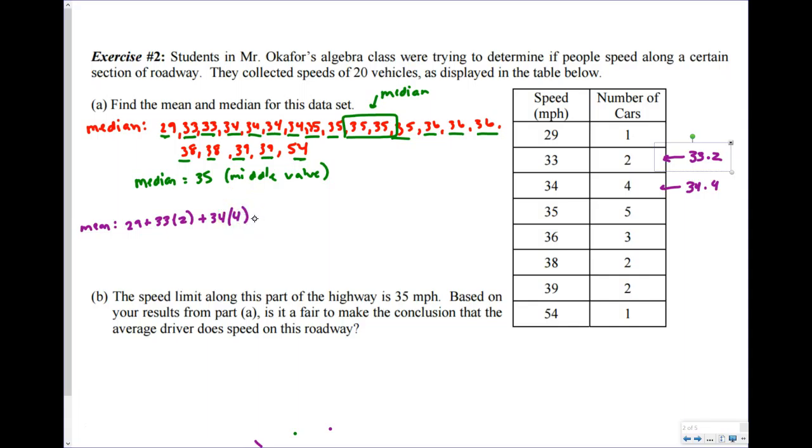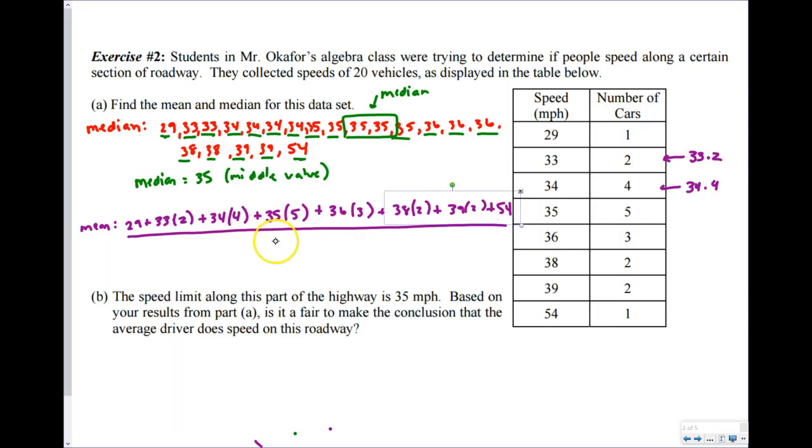So I'm going to simplify this for myself a little bit and save some space and write this as addition and multiplication. So I've got 4 people going 34 miles per hour. I've got 5 people going 35. I've got 3 people going 36. The 2 going 38. 2 people going 39. And finally that 1 guy going 54. I'm going to add that all up and then divide it by 20 because that's how many total vehicles I was getting my survey from.